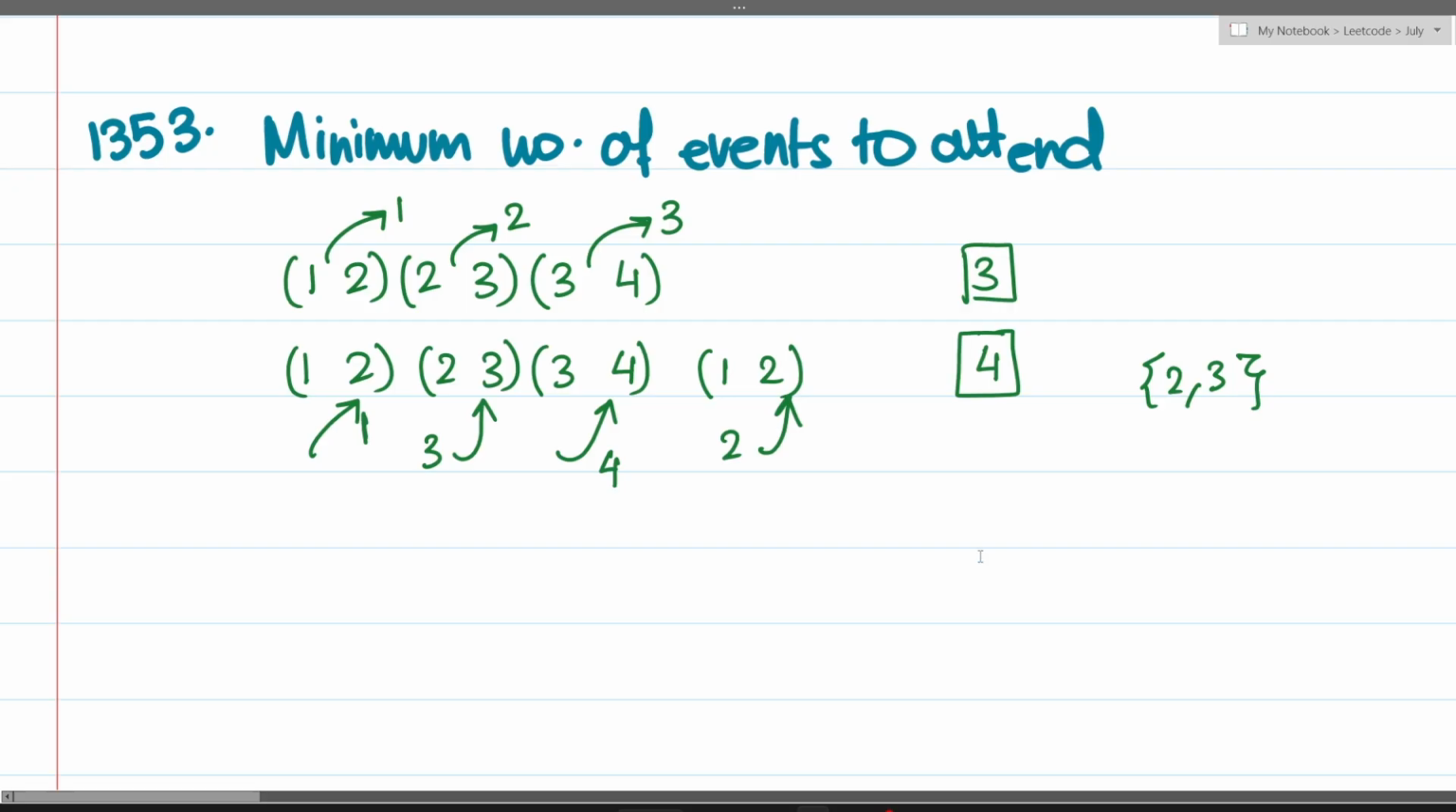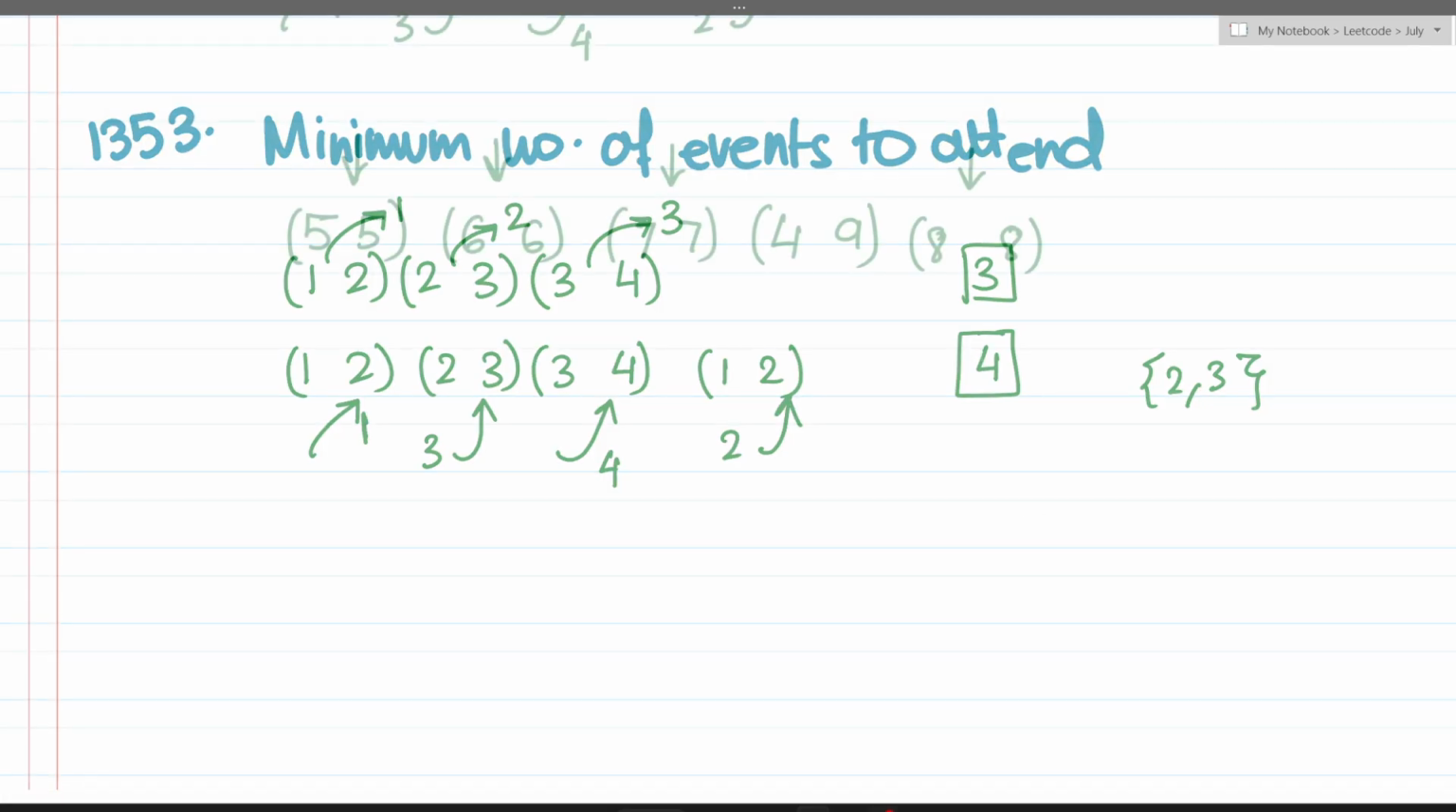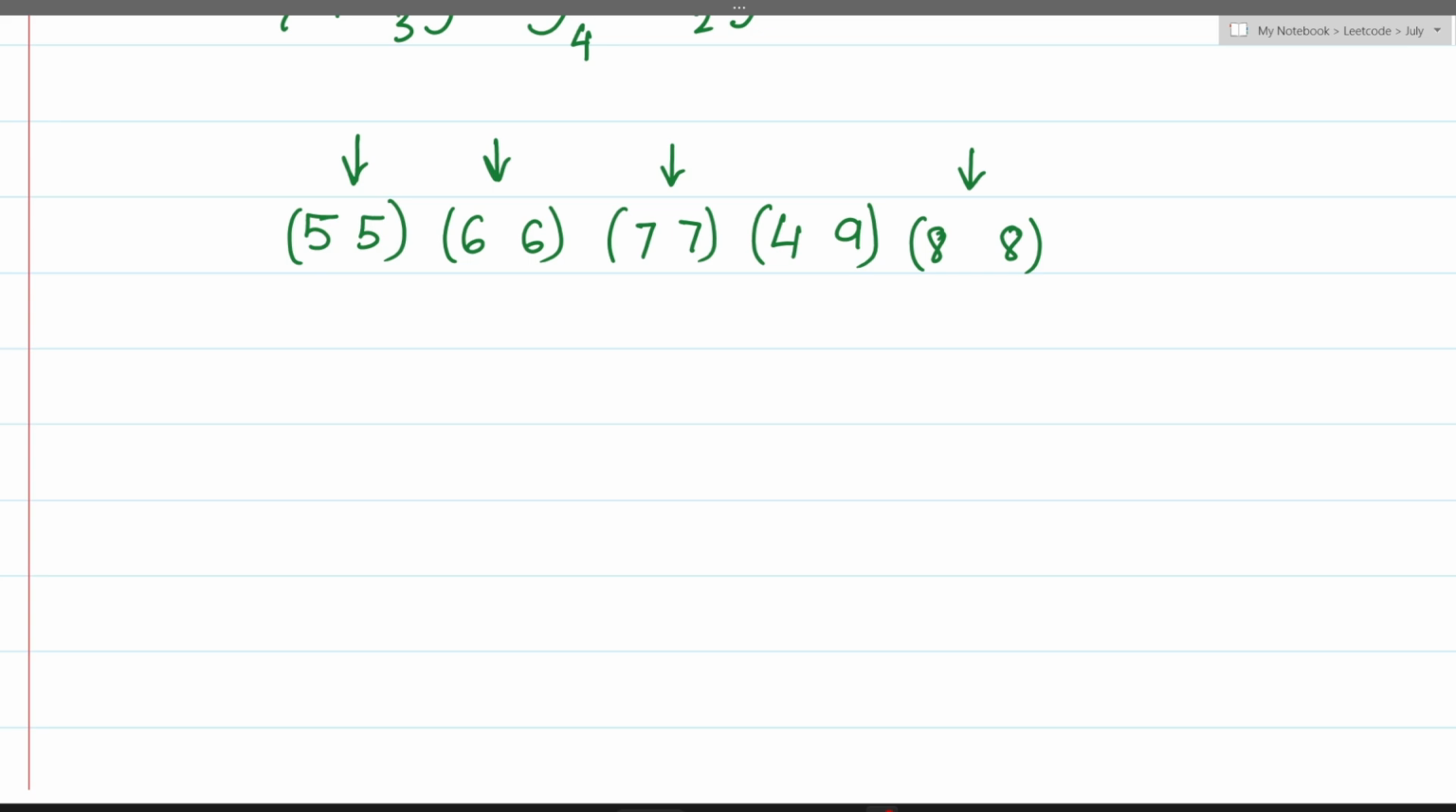Now let's think of an even better example, which is going to lead us to how the solution is going to be built. Let's focus on this test case. Four of the events in this test case are one-day events, so they can only be attended on a single particular day. On day 5 you can attend this, on day 6 this, on day 7 this, and on day 8 this particular event.